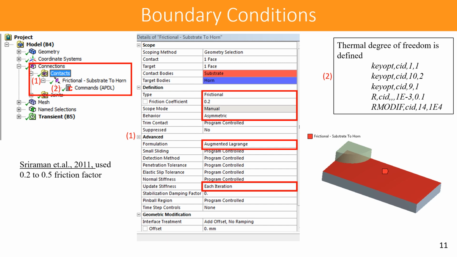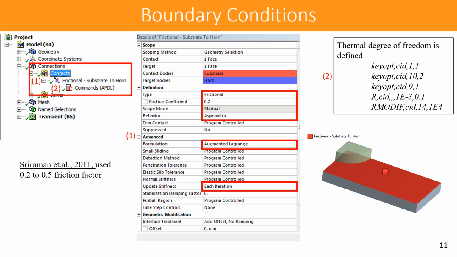So it's a frictional analysis, right? I chose the connection type to be frictional, and the frictional coefficient is varied. In this case you can see 0.2, but I changed the frictional coefficient from 0.2 to 0.5, as I found in this paper, Siraman et al., 2011. They did the analysis from 0.2 to 0.5 frictional factor.